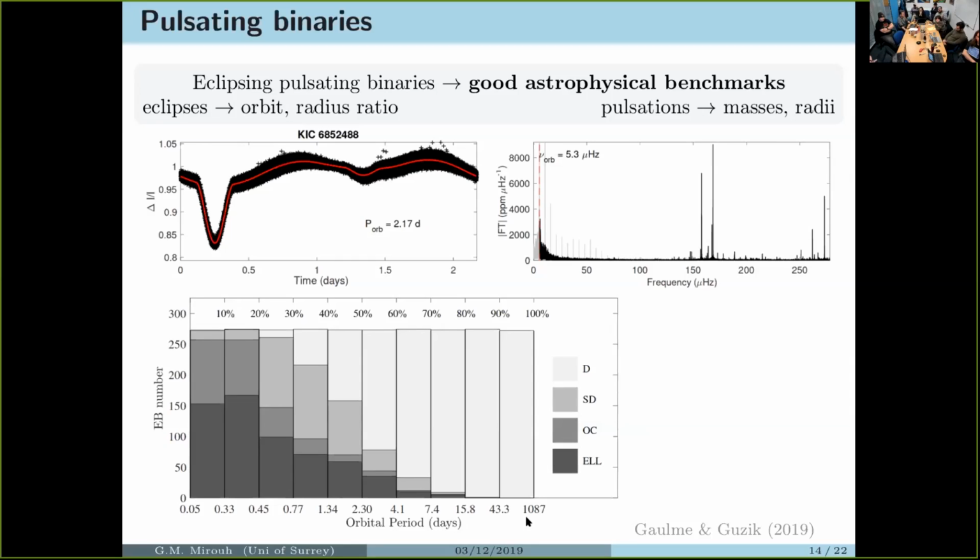And well, D is for detached binaries, SD for semi-detached, so they're transferring mass. OC is over-contact, or as Rob would say, contact. And ellipsoidal binaries. My point here is that these binaries are touching each other.